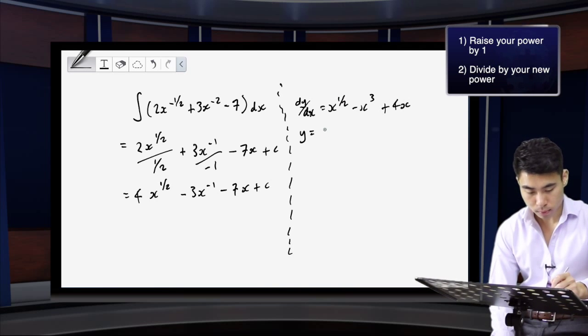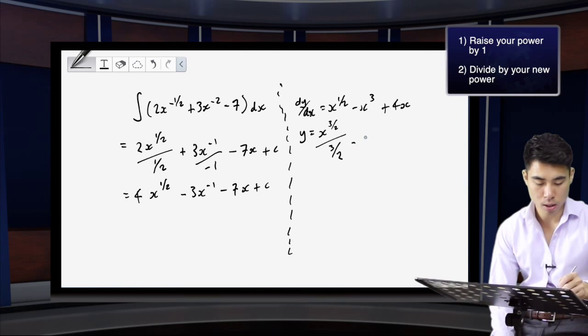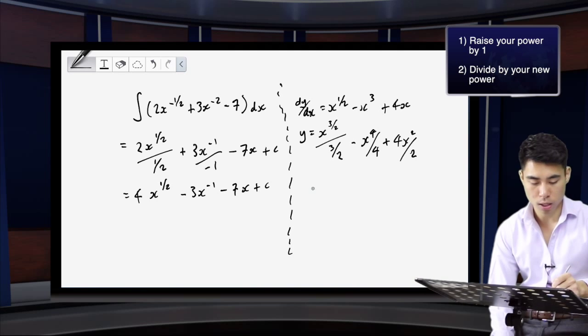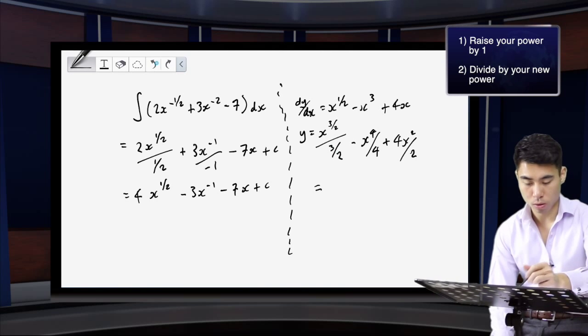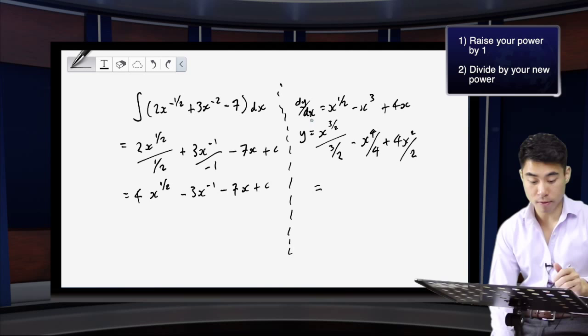So here, raising my power by 1, that half becomes a 3 over 2, obviously dividing by 3 over 2, minus x to the 4 over 4, plus 4x, essentially that 1 becomes a 2, dividing by 2. Now I'm tidying up these terms term by term, so I'm dividing through by 3 over 2. So essentially I'd have a 1 on the top here, so bringing this 2 onto the top would leave me with this.